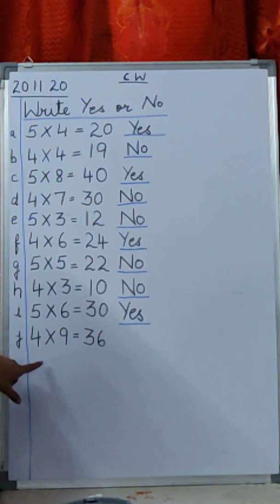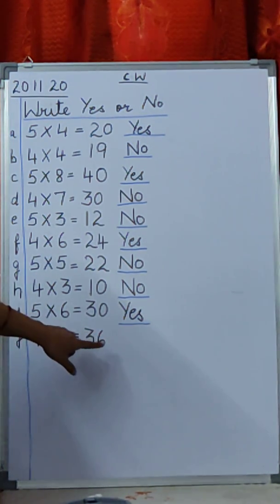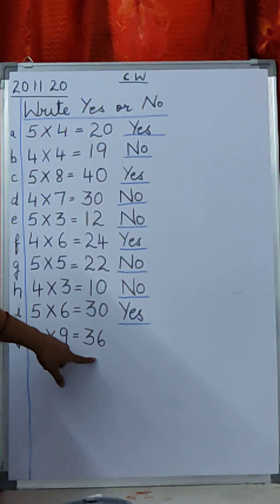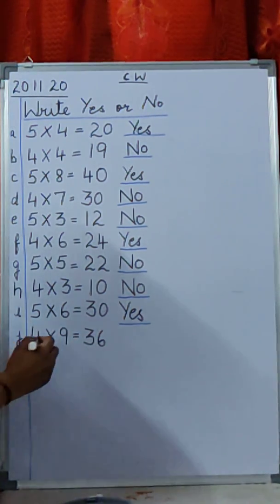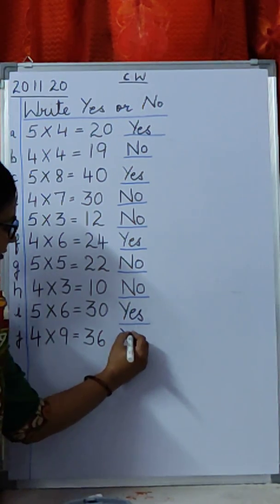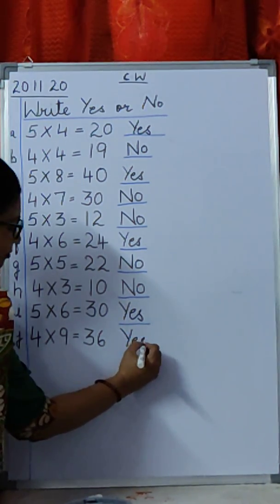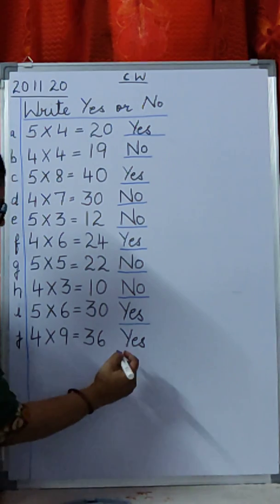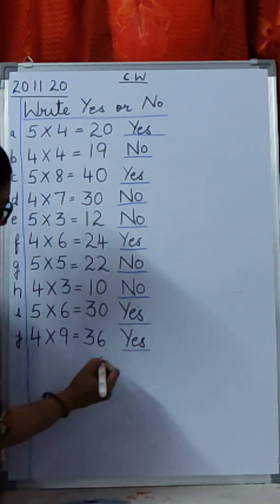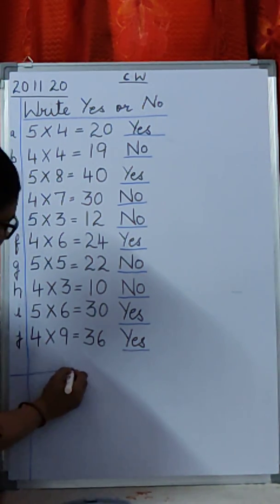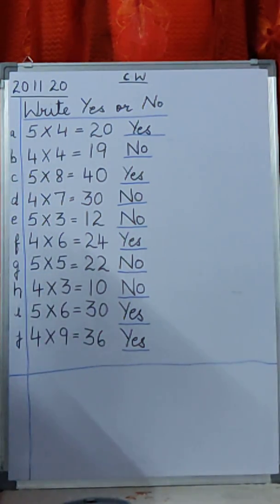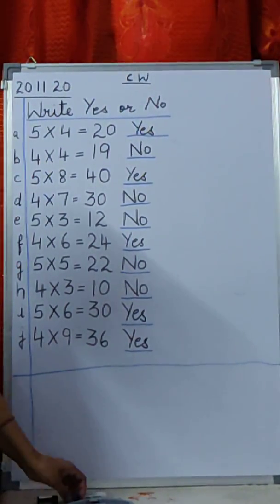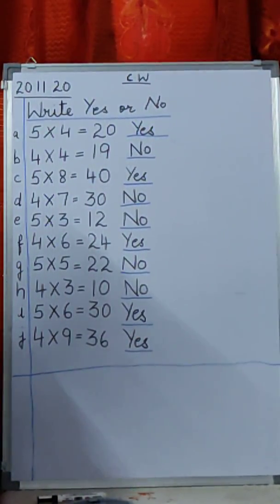Okay, now 4 nines are 36. So is this the correct answer? Yes, this is the correct answer. So we will write over here yes. And we will underline this with a blue color pencil. After that we leave a line and draw the finishing line. Now boys, if you know your tables well, you will be able to do this work fast.